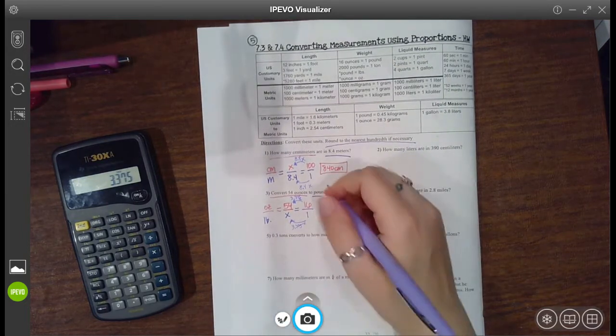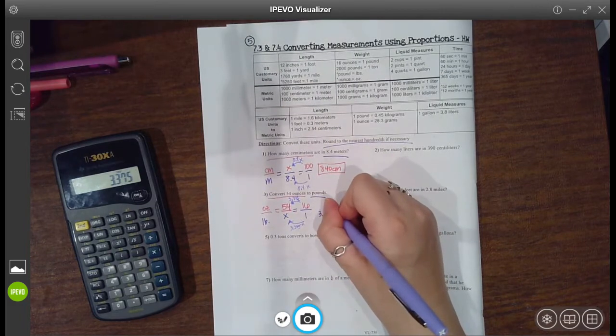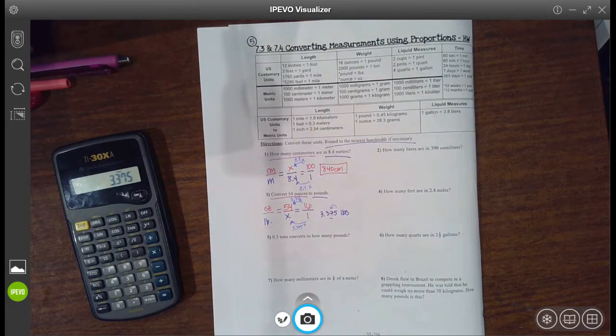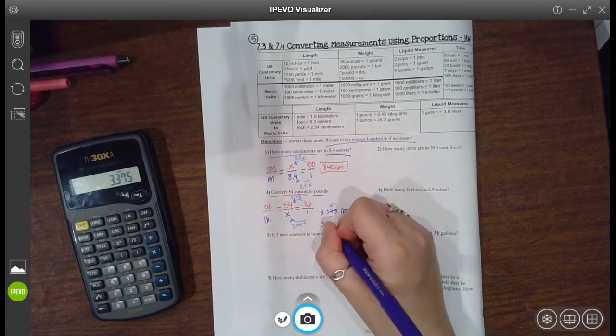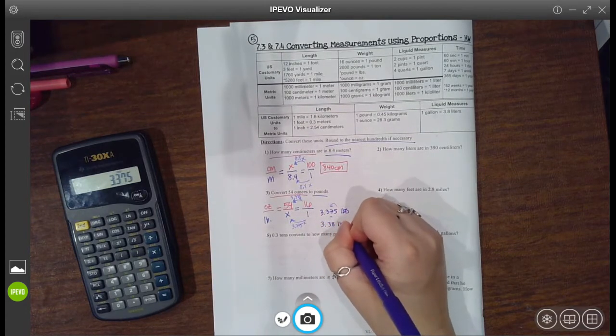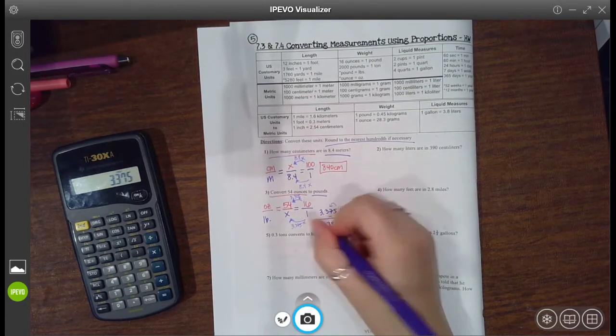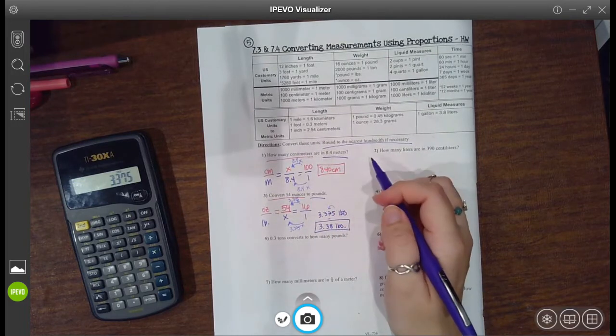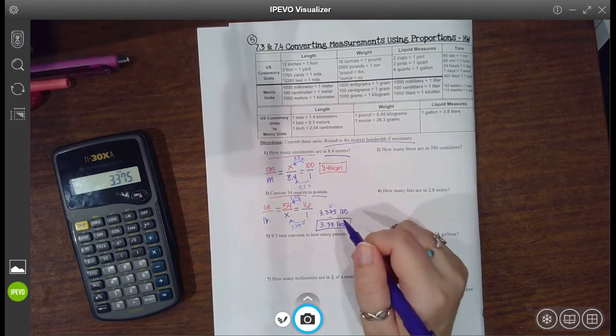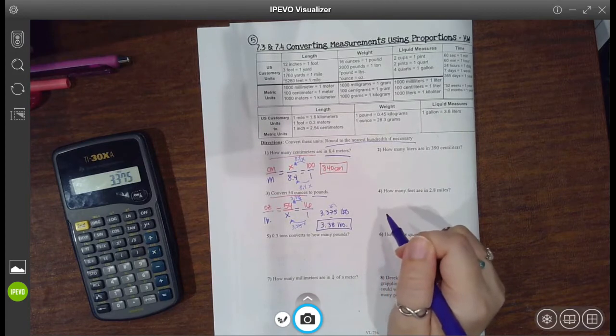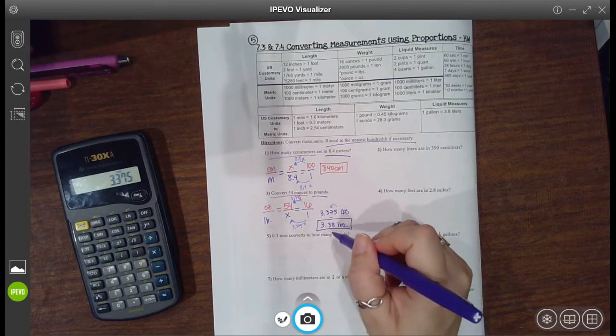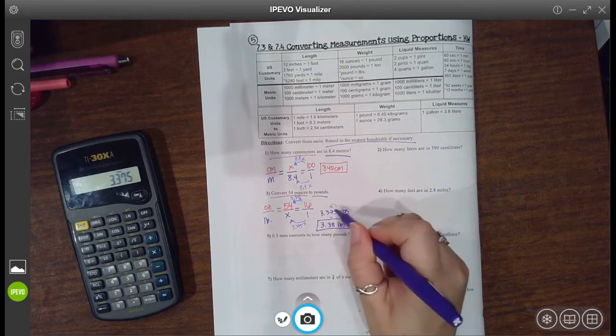And now technically I would leave it like that, but it said round to the nearest hundredth if necessary, so sure. Okay, the hundredth is right here. So that would be 3.38 pounds. Technically, I say round if necessary. It means if it keeps going and going in your calculator, then round it off to the hundredths. But otherwise, just leave it as is.